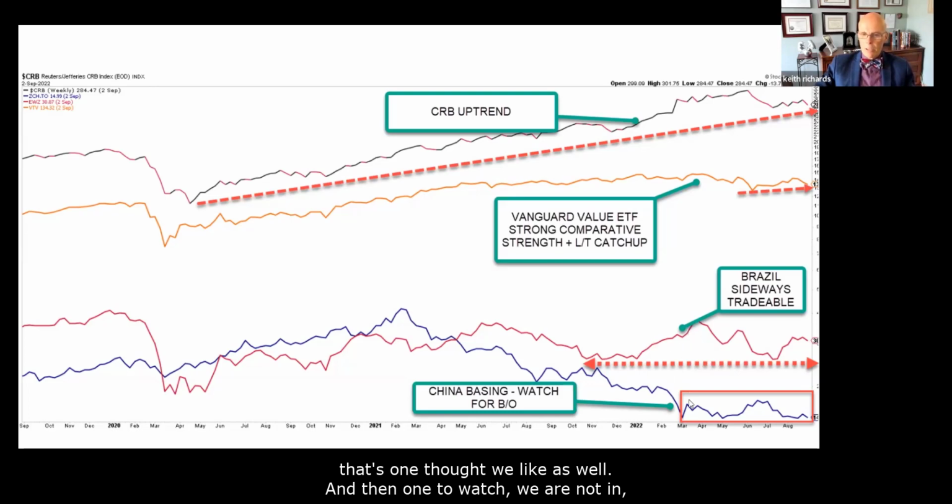And then one to watch, we are not in, so this is more a question of what are you looking at going forward, is China. Now, we don't own any China right now, but you look at the blue line, how far China has come down. And anybody that studies my work knows that I believe in phases of the market. So there's uptrend, topping, downtrend, and then bases before you get breakouts to new bull markets. So it's my opinion that China is in a perfect basing situation.